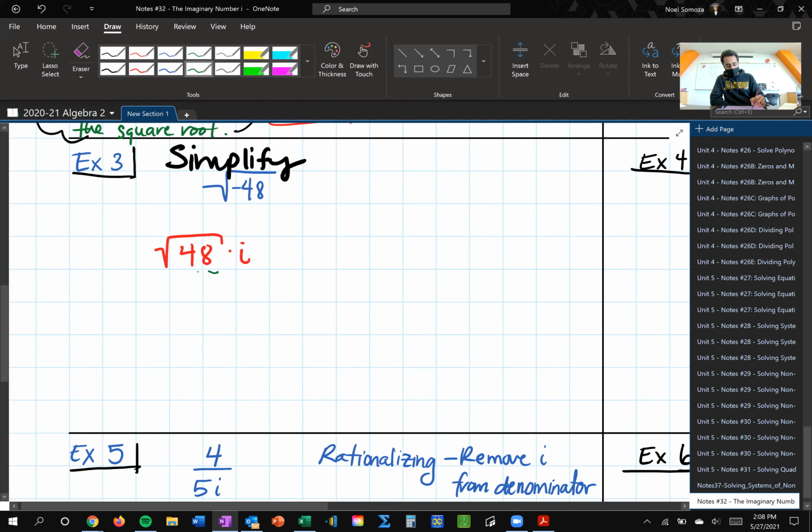However, 48 can be simplified, right? The square root of 48 can be simplified. So let's go ahead and open up a factor tree. Somebody give me some factors for 48.